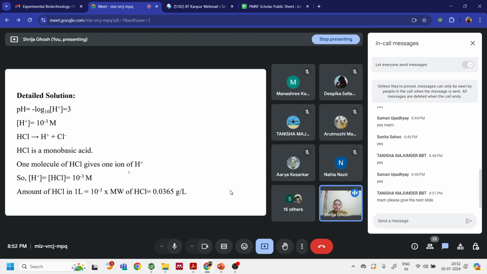Does anyone have any doubt in all the questions that we have discussed? We have discussed 20 questions today. The topic was good lab practices and then buffers and solutions. I have focused more on the buffers and solutions part, because that concept has to be clear.